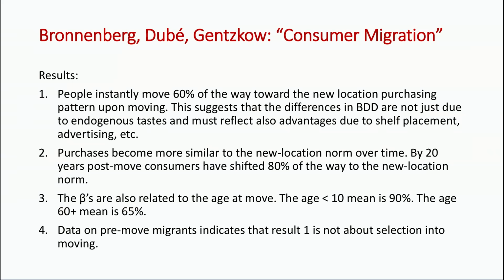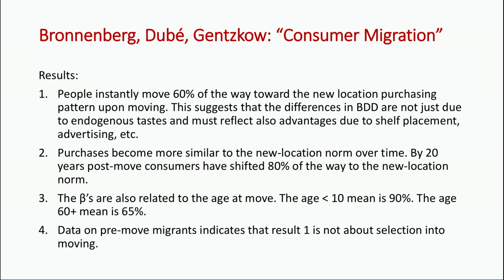Okay, so what do I have here to say? So anyway, people instantly move 60% of the way. This suggests that it is a lot of sort of supply side stuff. People become more similar over time. I said that. Betas are related to age and move. So age 60 plus, you're still getting a big movement. People learn new things.